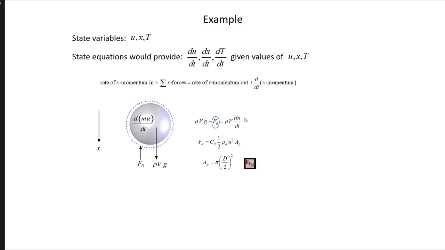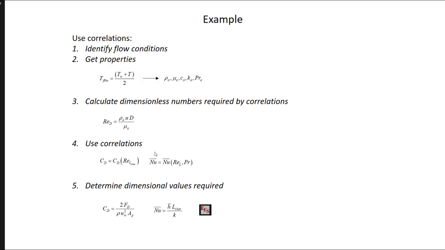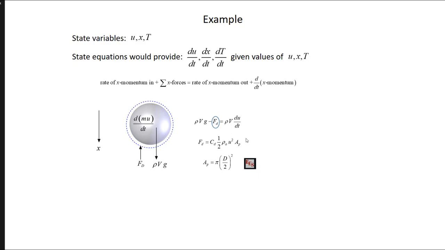So I know everything in this equation except for the drag force. And the drag force I have to get using the correlations. Of course, I've already used the correlations, and what came along for the ride when I used the correlations in EES is that I not only got the Nusselt number, I also got the drag coefficient. So I can calculate the drag force right here. And that's what I'm doing right here.